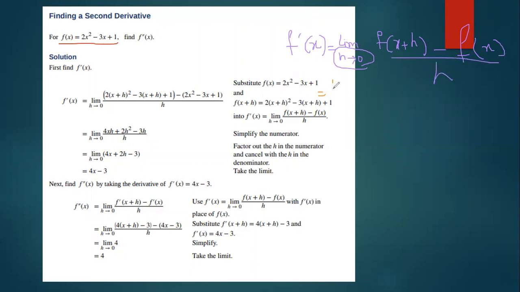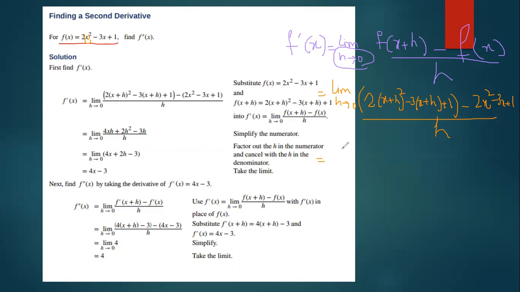Okay, so it will be written as limit h approaches to 0 of, now I have to place x plus h, so it will be written as 2 times x plus h square, minus 3 times x plus h, plus 1, and then minus the function, that is 2x square minus 3x plus 1, divided by h.